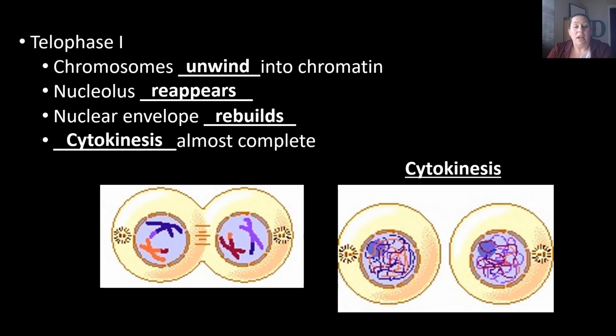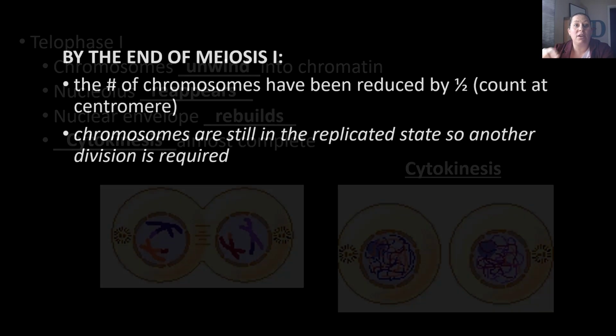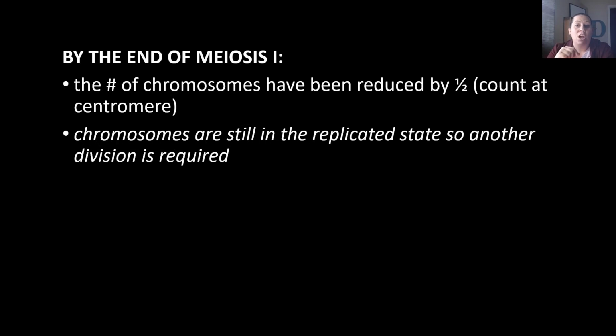So if you'll notice here, the chromosome number's already been halved. I started out with 4 chromosomes earlier, but now I'm down to just 2. The thing is though, these 2 are still replicated. And so because of this, we're not going to enter into a normal interphase again. The stage that happens between telophase 1 and prophase 2 is what we call interkinesis. So by the end of Meiosis I, the number of chromosomes has already been reduced by half.